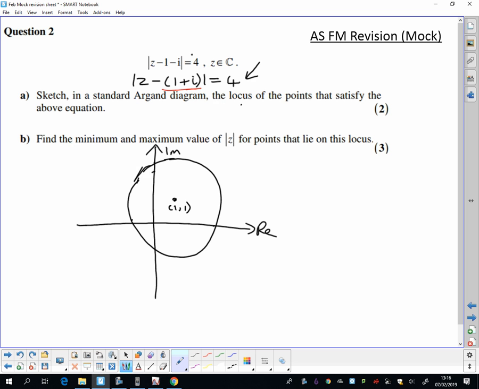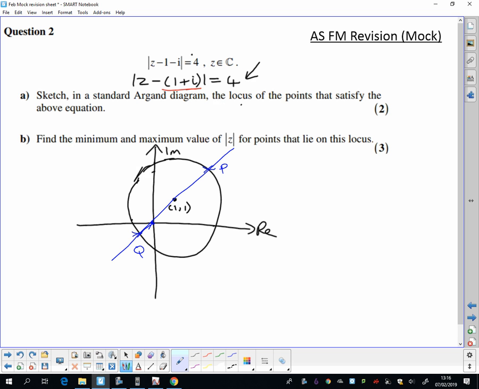Now we want to find the minimum and maximum value of the modulus of z that lie on this locus. So what we're trying to do is find the closest and the furthest away point from the origin here. So if you look at my circle, you can see that that's going to be points lying on the line through the centre of the circle. This one's the closest here, and this one's the furthest away there. This has come up before on some of the questions.